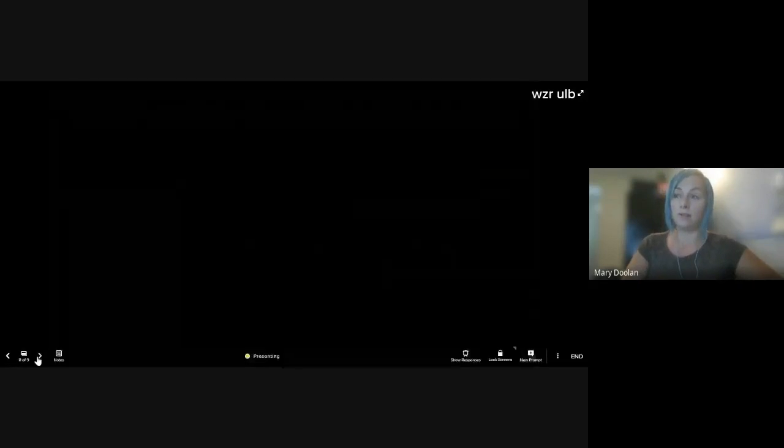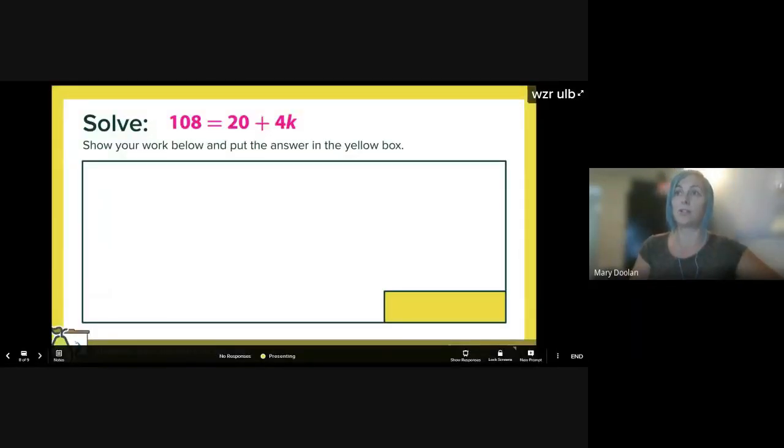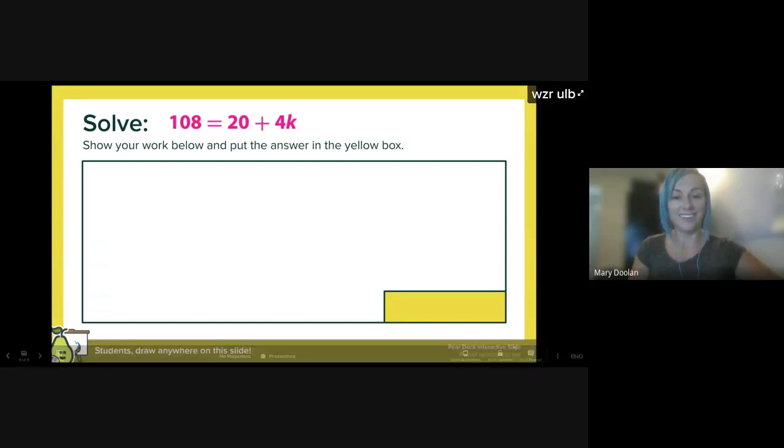All right, so you guys are going to solve this equation now. You're going to show your work in the large box and put your answer in the yellow box. I'm going to give you a few minutes to get this done.